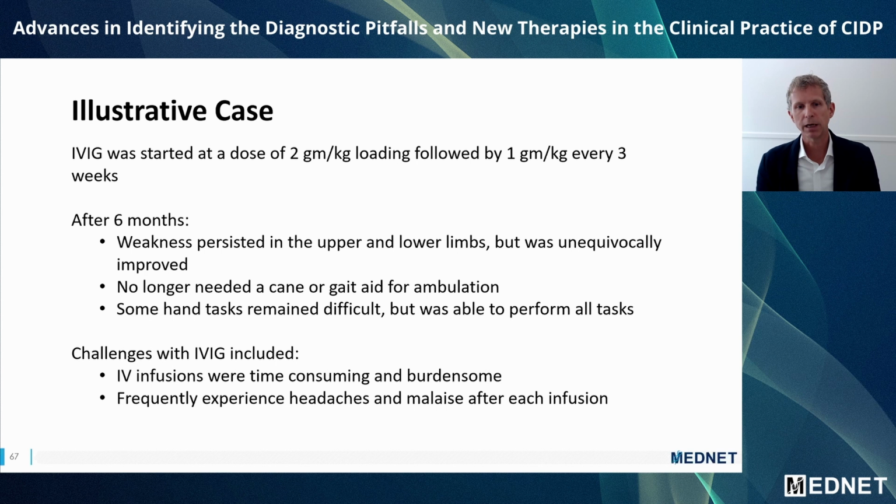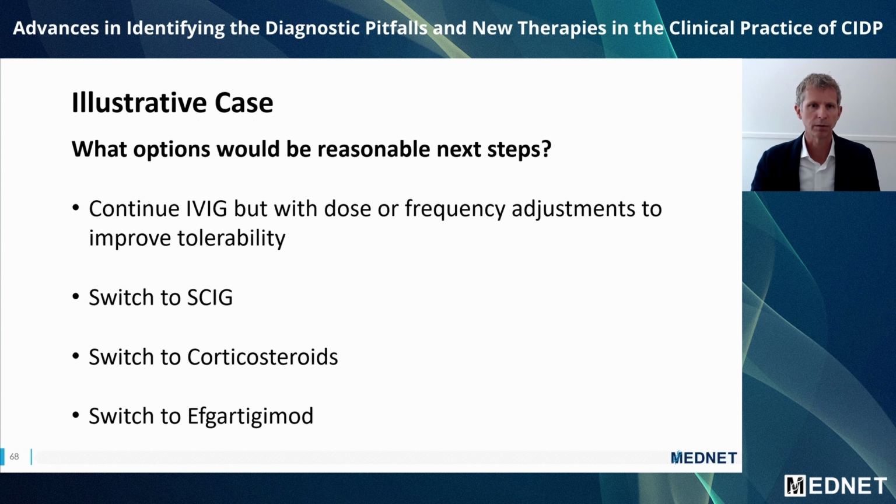Some of the challenges with IVIG that were encountered included lengthy IV infusions, which were time-consuming and burdensome, and some systemic side effects, including headaches and delays with each infusion. So the next question is, after 6 months of treatment, you've got some benefit, but still residuals. You've got an okay tolerability profile, but not great. It's inconvenient, and there are some side effects. What do you do next?